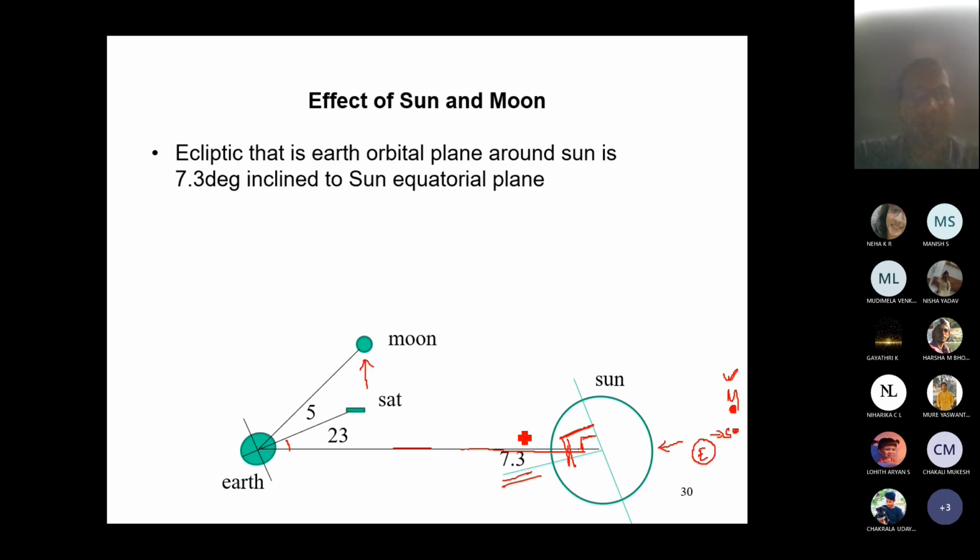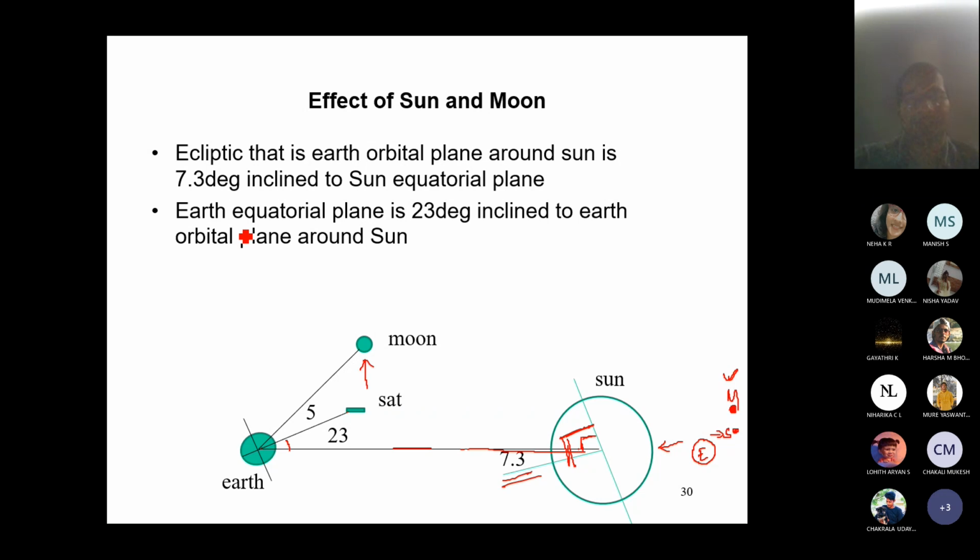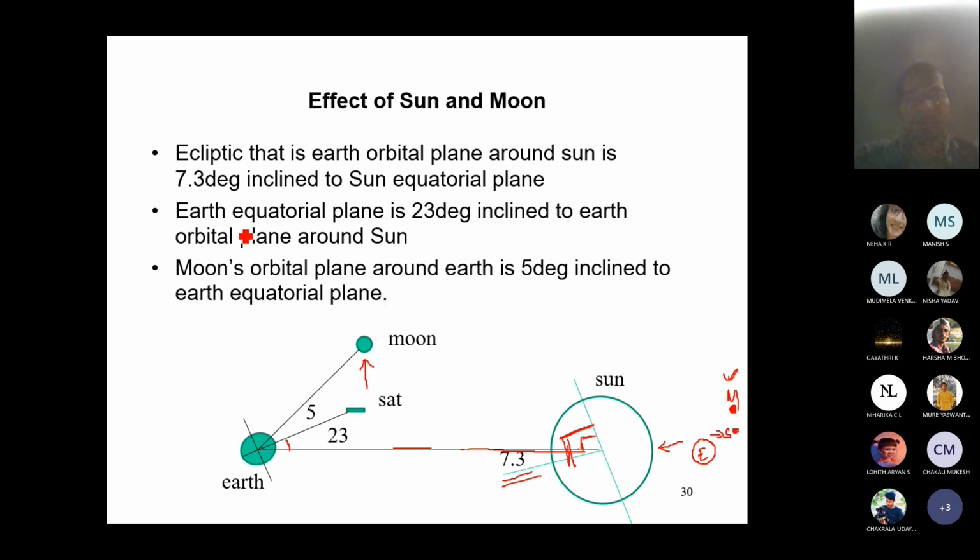Okay. So yeah, the ecliptic, that is the Earth's orbit plane around the sun, is, as I told you, 7.3 degrees. And our Earth is bent 23 degrees. The Moon's orbit plane around Earth is 5 degrees inclined to the Earth's equatorial plane.